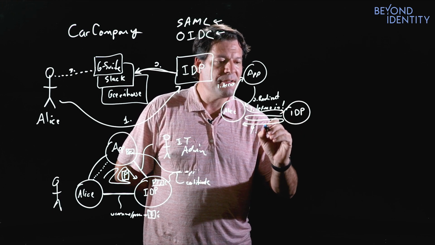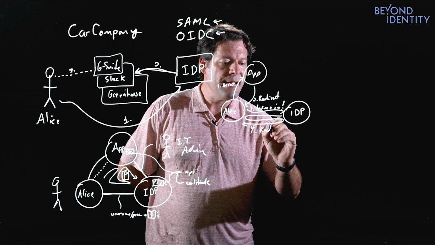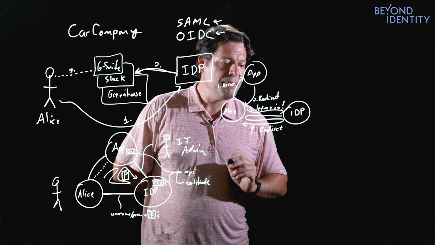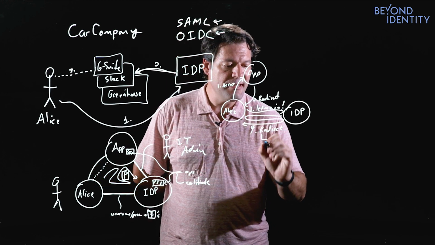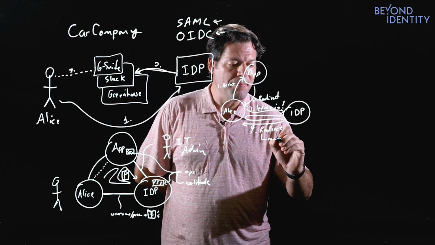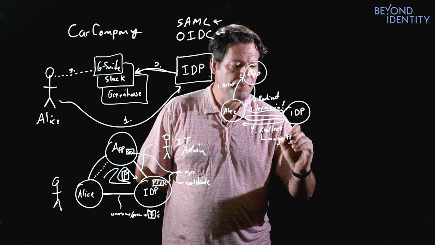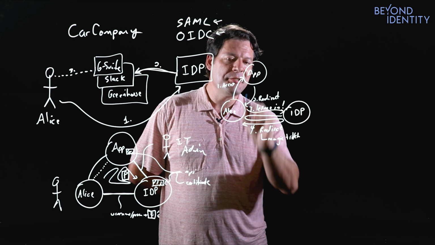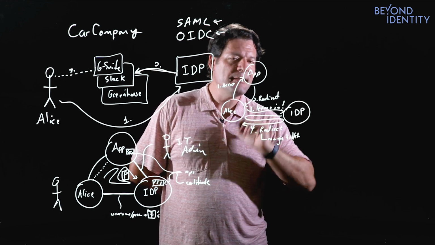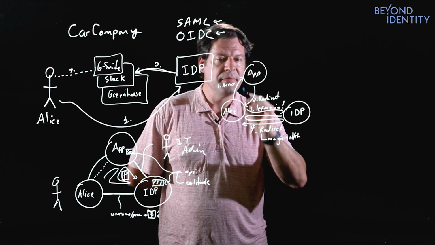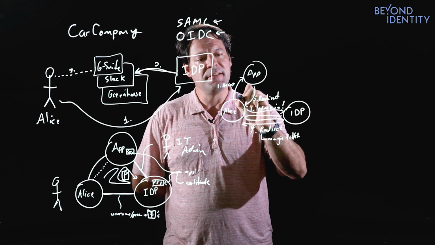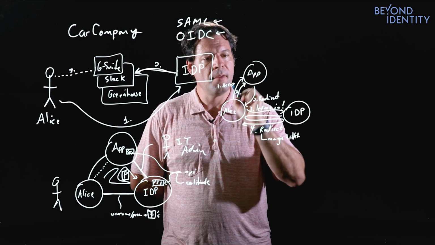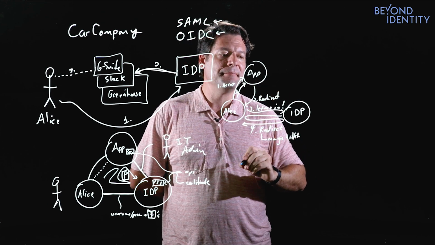So the IDP is going to send back a redirect. It's going to say, all right, now Alice, I want you to go back to the application, and I want you to present to the application, we're going to call it a magic ticket. It's Willy Wonka time. So I'm going to want you to present this magic ticket back to the application, and it's going to be able to figure out who you are from there. So then Alice is going to go back to the application, and Alice is going to present that magic ticket.